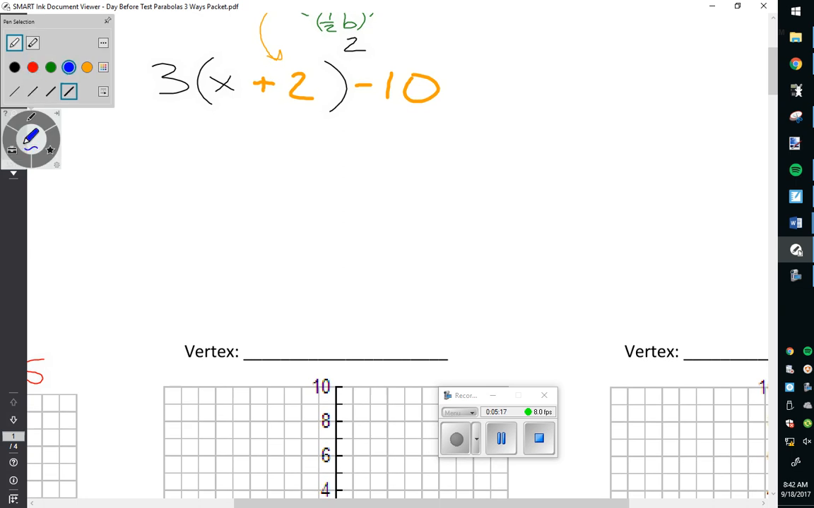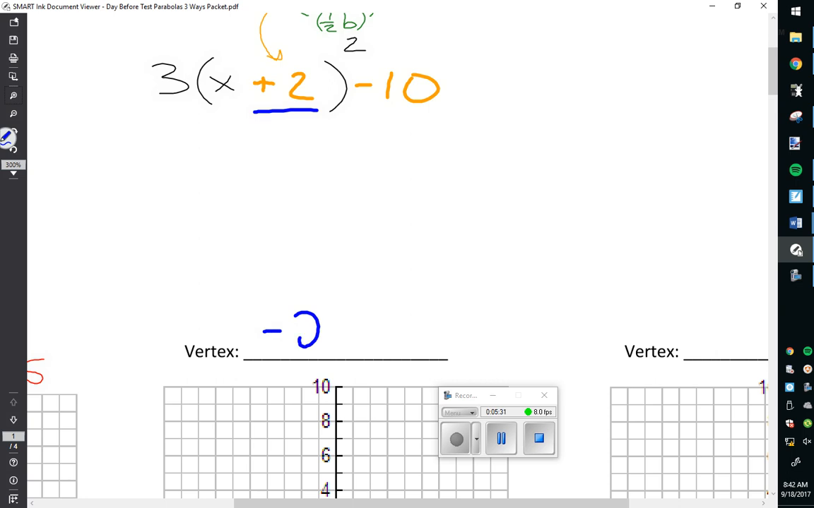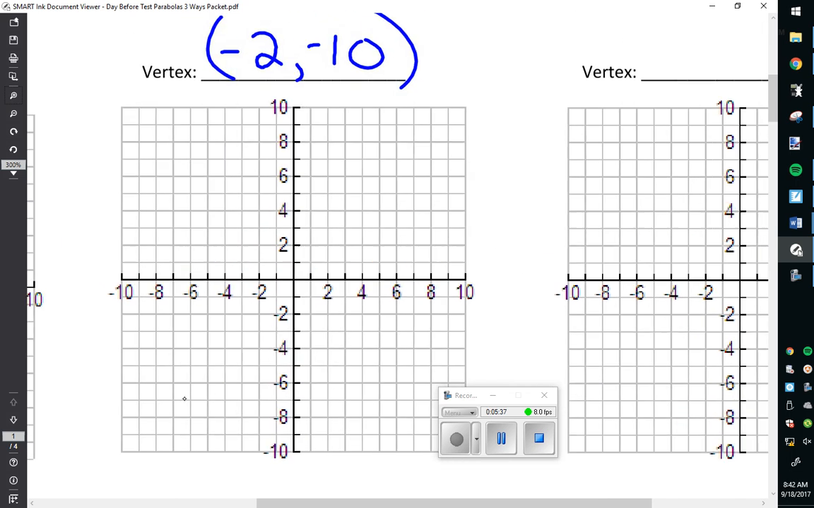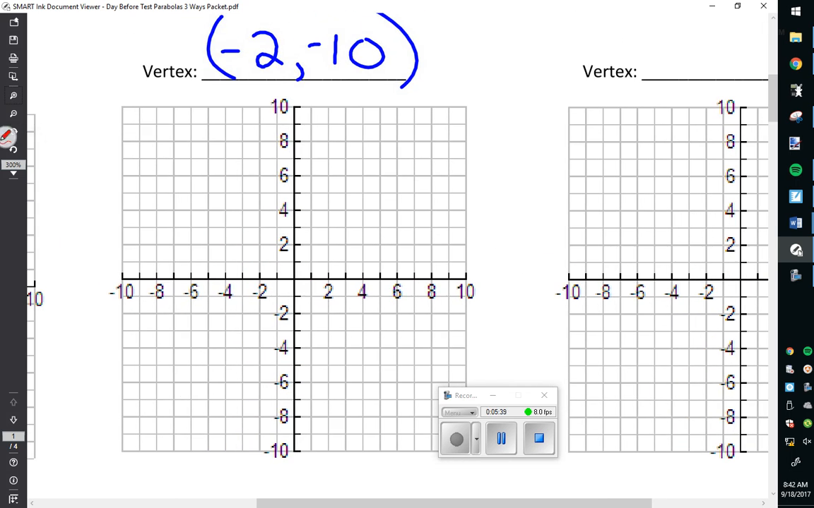If I want to graph that, now I need to find my vertex. Tadiwa, what do you think my vertex is going to be? What do we want to do with that 2? Yep, change that sign there. -2, good, and -10. That's my vertex. -2, -10. So up here I'm going to plot -2, -10.